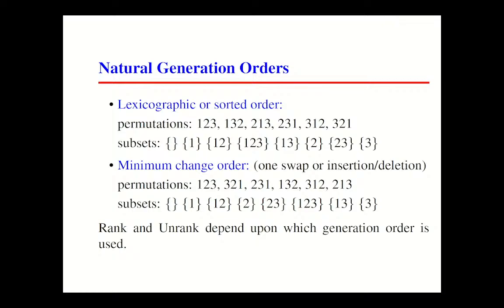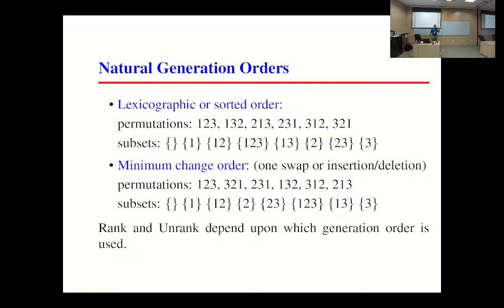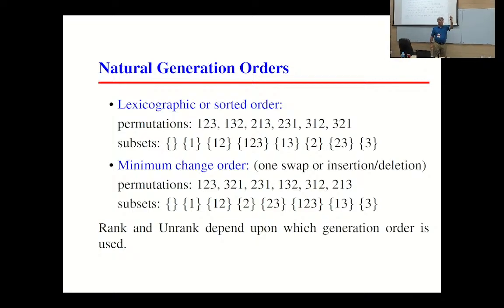Now, with permutations, you could get even fancier. There are ways of generating permutations where not only do they swap one element pair, but that pair is always next to each other. So you can do that. For subsets, what's the smallest change? The smallest change is, in this case, 1 insertion or a deletion. Here we go from this. We insert a 1. We insert a 2. We delete the 1. We insert a 3. We insert a 1. We delete a 2. We delete a 1. We delete a 3.